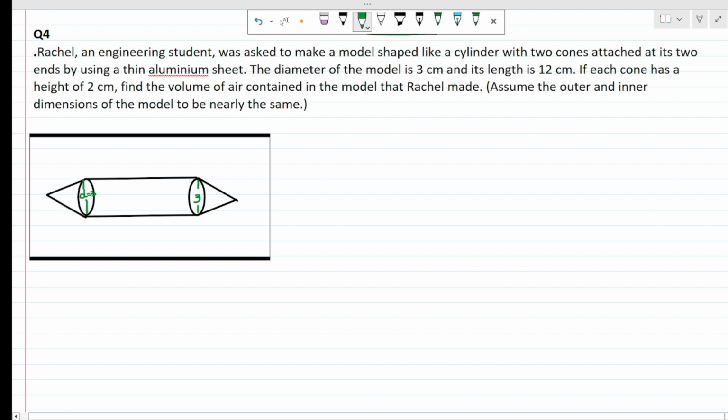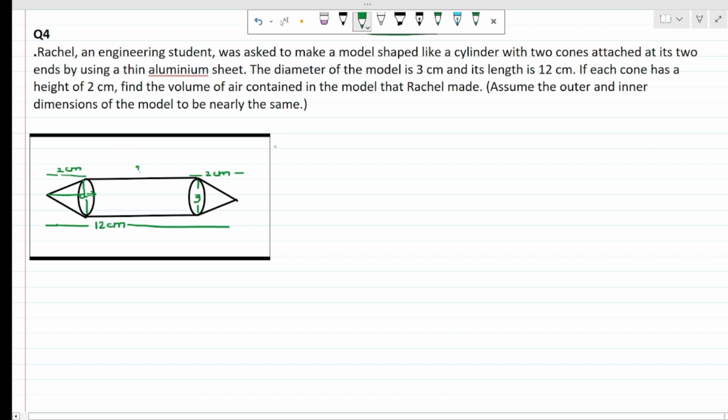Its length is 12 centimeter. That means the total length of the model, from ending to starting, is 12 centimeter. If each cone has a height of 2 centimeter, this height is 2 centimeter and this height is also 2 centimeter. So what will be the height of my cylinder? Let's find out. For the model, assume the outer dimensions; you need to find the volume of the air contained.